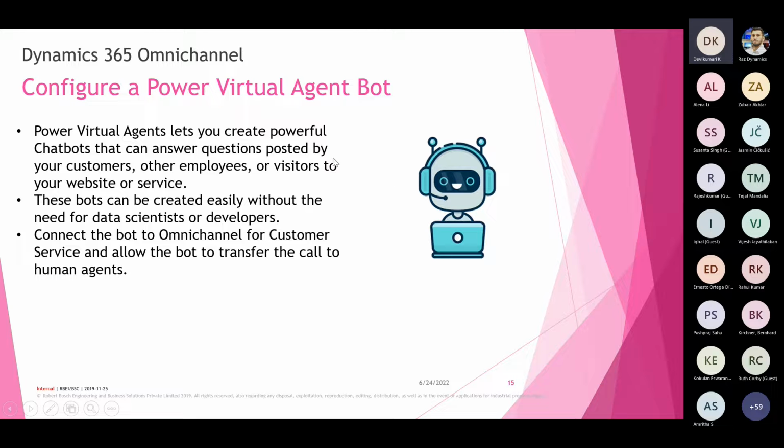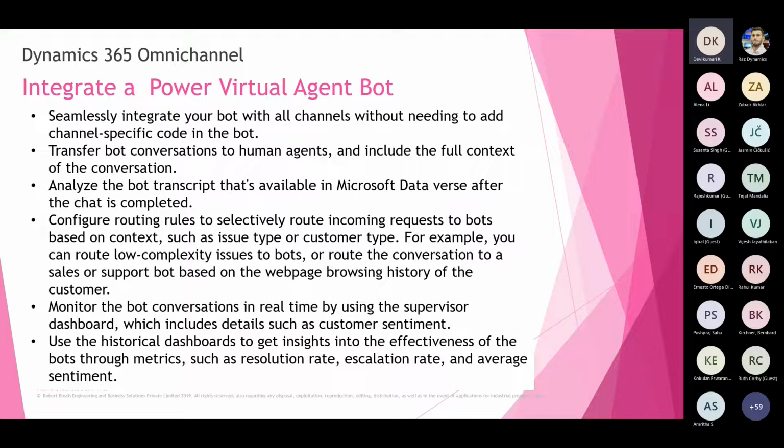We could also have the Power Virtual Agent bot, which will parallelly handle the communications when the volume of communication is more. By default, all the requests will be responded to by the bot, and some questions may say, I want to talk to the agent. Then it routes the calls to the agent dashboard. So how do we do this? Today we are going to see that as well. How do I integrate a Power Virtual Agent bot?